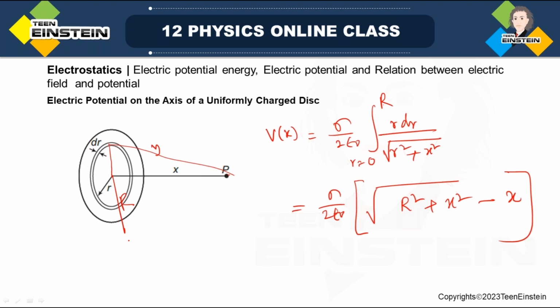And we can calculate some two special values. When x is equal to 0, that means at the center of the disk, what will be the potential at the center? That will be sigma by 2 epsilon 0 into R. So that is the value of the electric potential at the center.